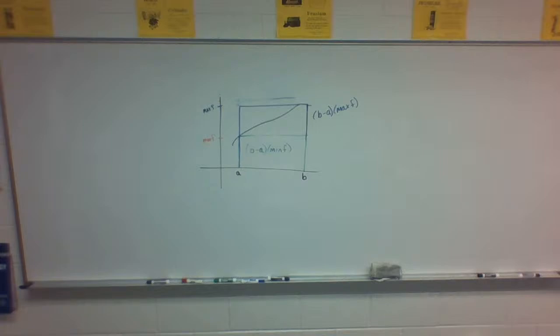Example 2 is really weird. It says, show that the value of the integral from 0 to 1 of the square root of 1 plus cosine x dx is less than 3/2.